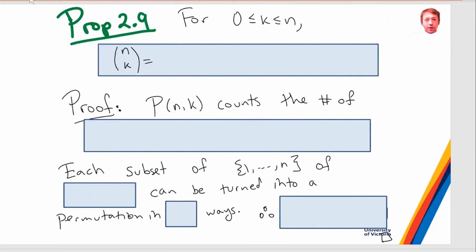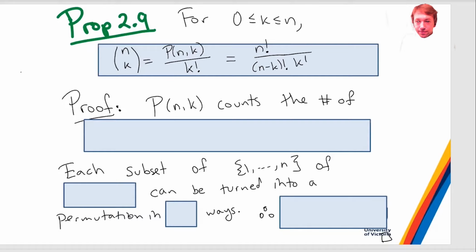Okay, so this is what I'm going to prove: that n choose k is equal to P(n,k) divided by k factorial. But remember, we know what P(n,k) is, right? So because we can substitute in for P(n,k), this is equal to n factorial over (n minus k) factorial times k factorial. I claim that this is a formula for n choose k, the number of subsets of a set of size n which have size k. Any questions?